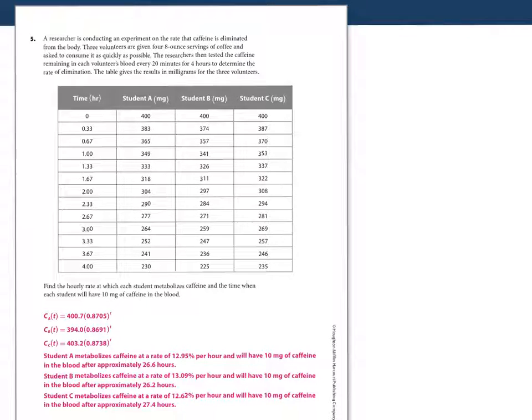So you're going to go to the Stat button on your calculator. Then you're going to select number 1, Edit. You're going to input the data. You're going to input the time here as L1. Student A is L2, student B is L3, student C is L4.